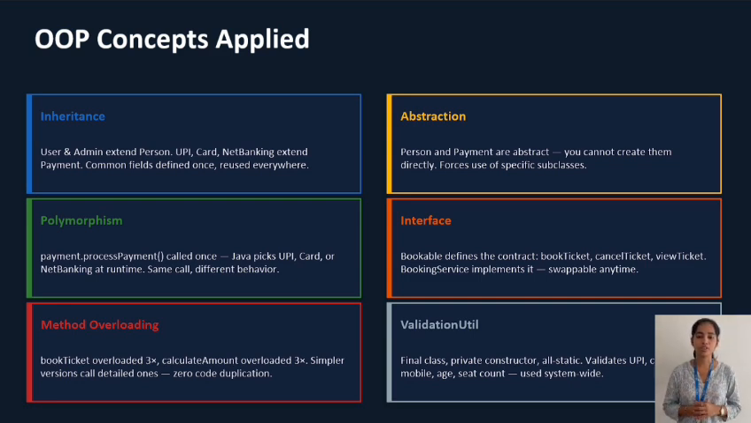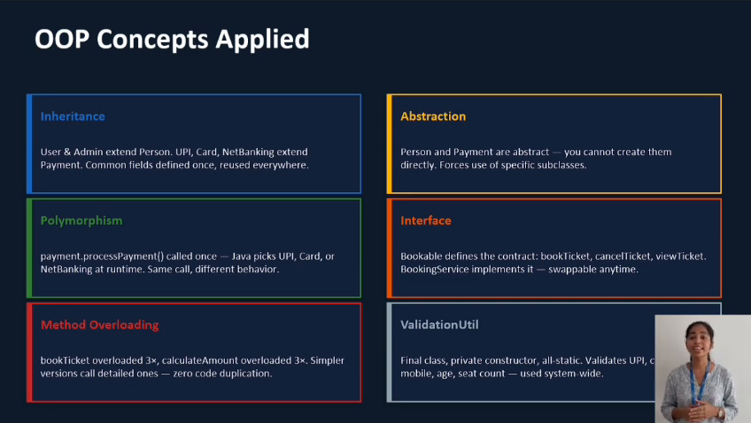Next is abstraction. Person and Payment are abstract classes. We cannot create an object of either directly. This forces the developer to always use the more specific subclasses, User or Admin, or UPI or card payment.